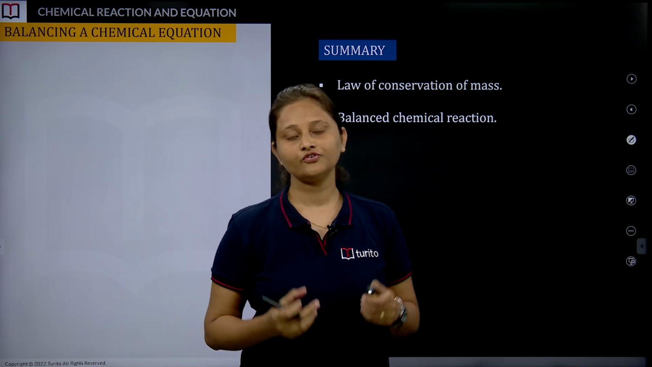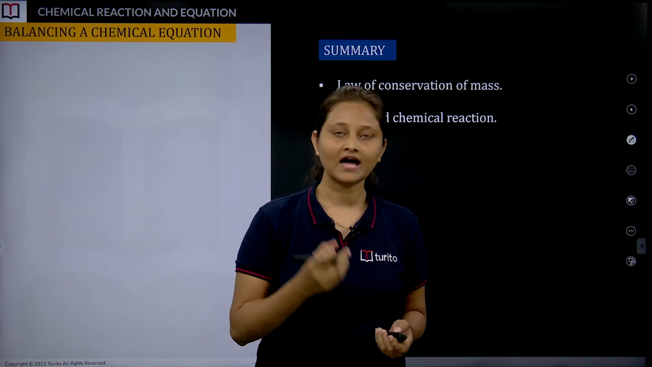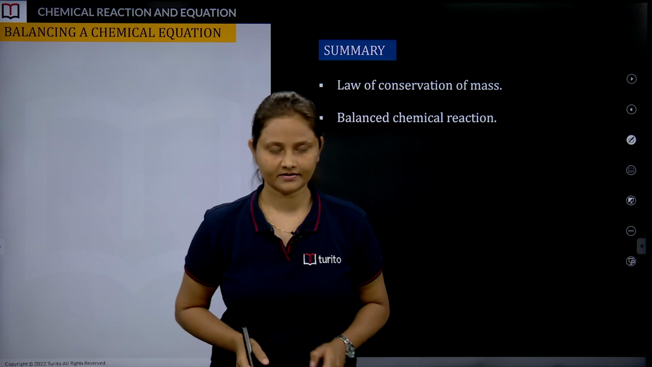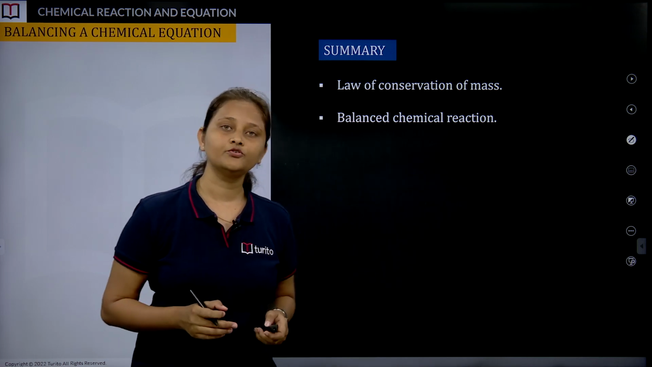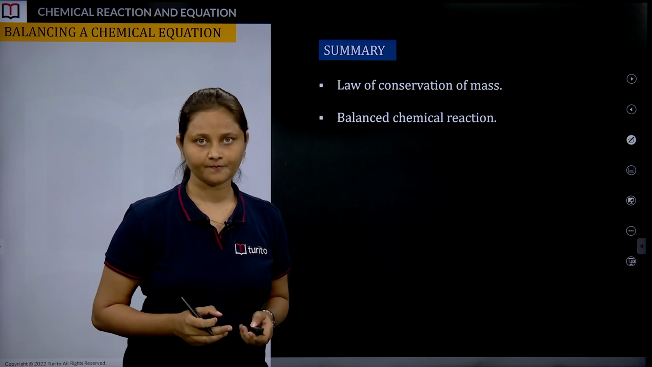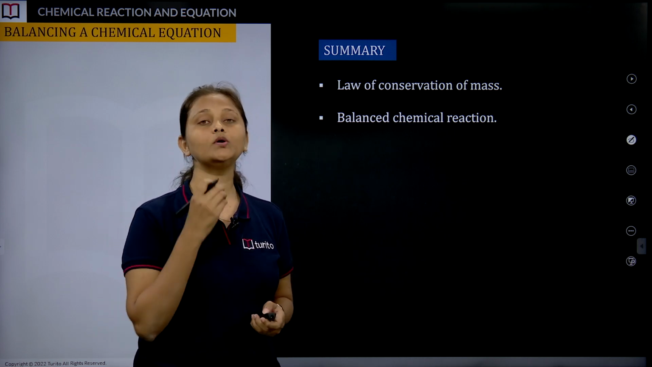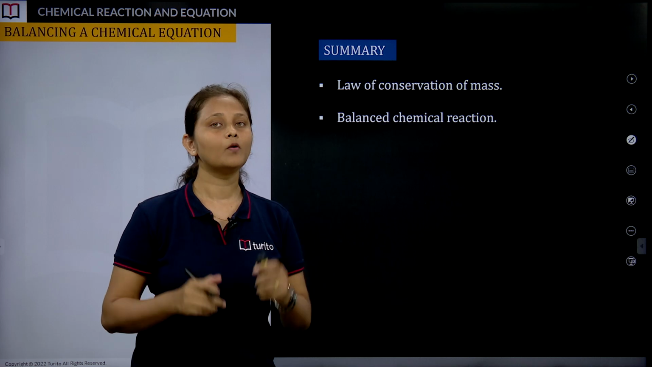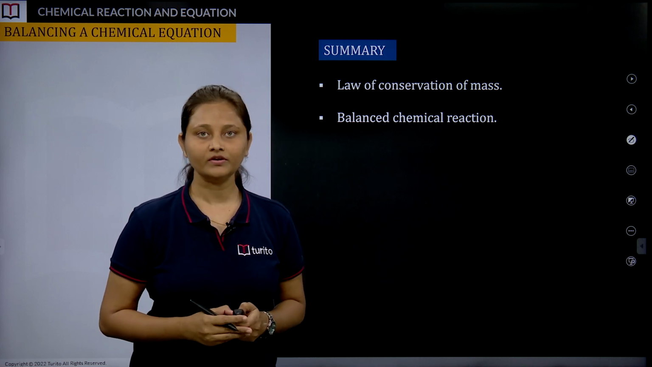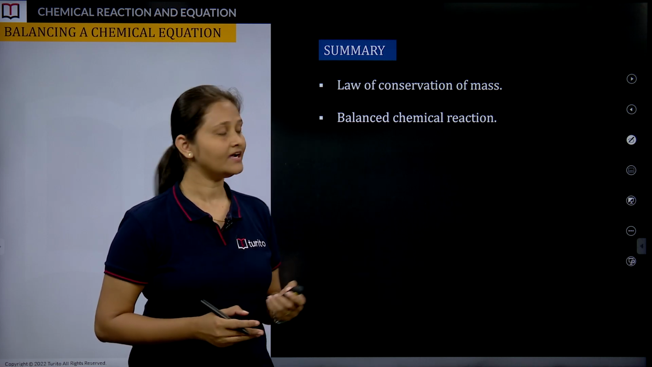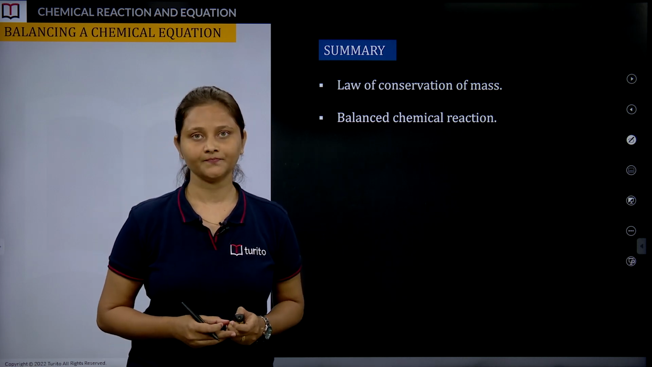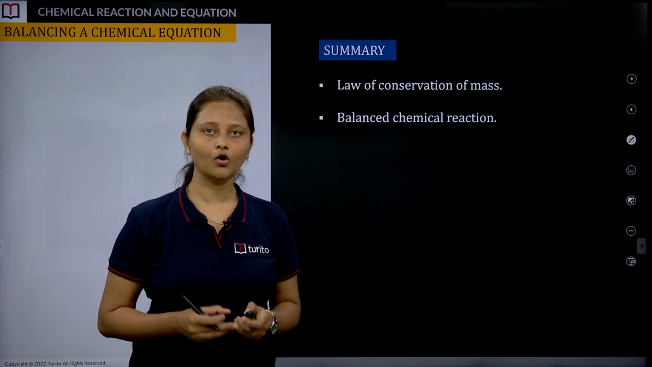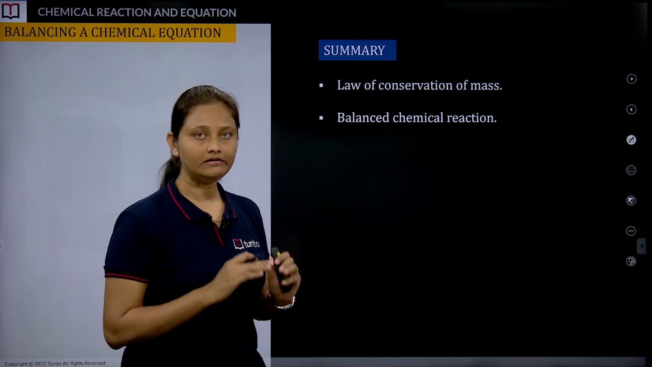And now next comes balancing of chemical reaction. According to law of conservation of mass, total mass of products has to be equal to total mass of reactants. In order to do that, we always need to balance chemical reaction. That means we are taking care of total number of atoms on both the sides of any chemical equation or reaction. Okay, that was the idea behind balancing chemical reaction. I hope you all are able to understand till here.